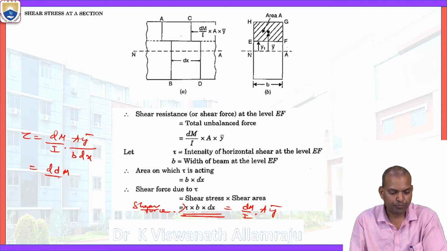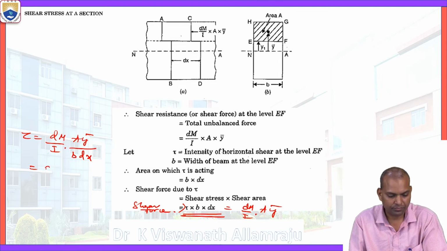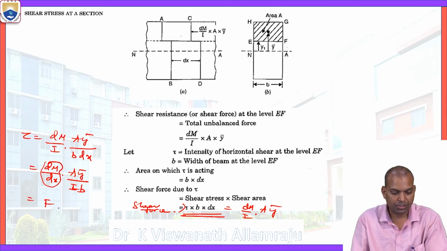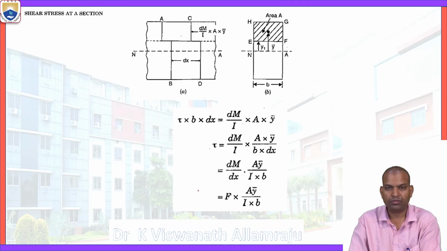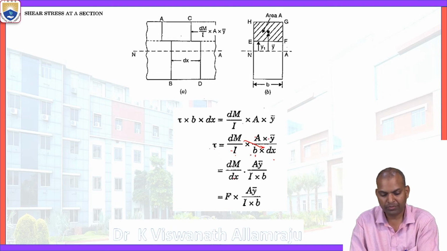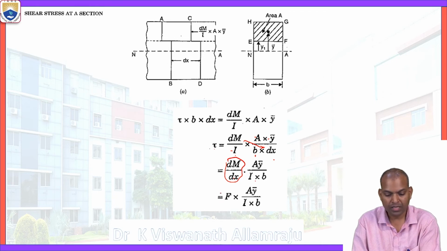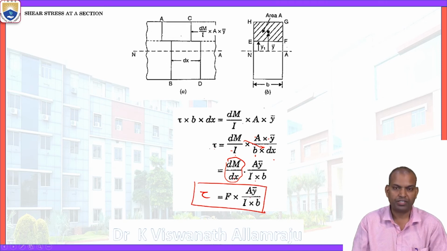Further simplification: dM by dx times A y bar by I b. This dM by dx is nothing but the shear force, the change of moment per distance. So that is the shear force F times A y bar by I b. That is the shear stress. This is the equation: tau into b dx equals dM by I times A y bar, so tau equals dM by I A y bar by b dx, and dM by dx gives F A y bar by I b. This is the shear stress equation.